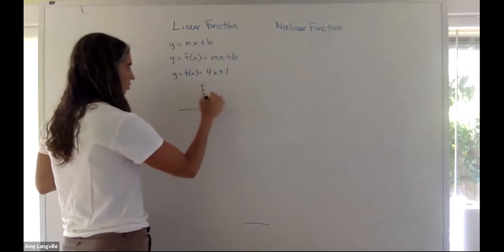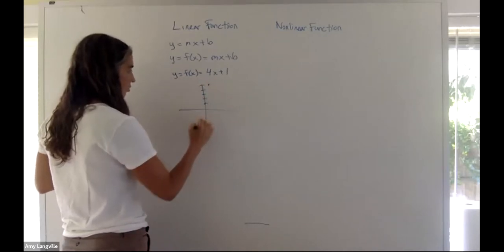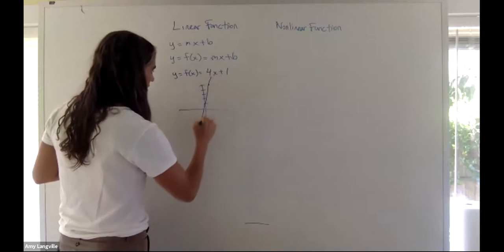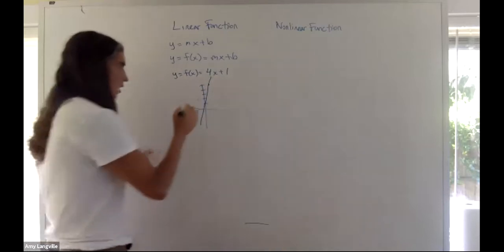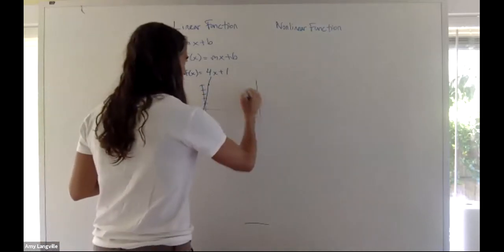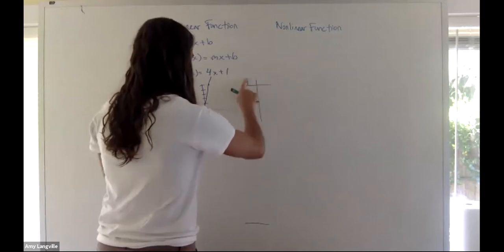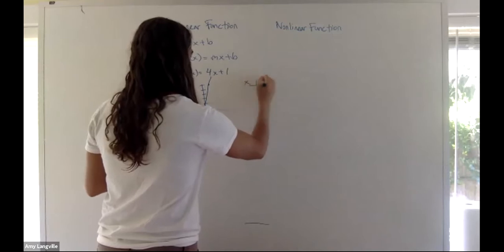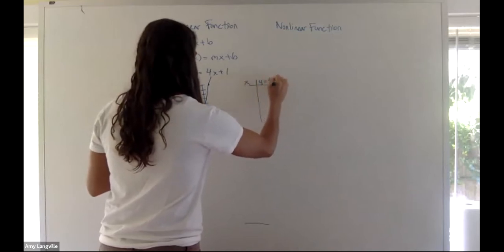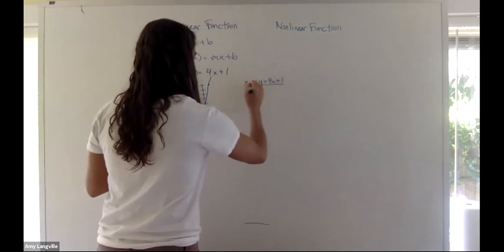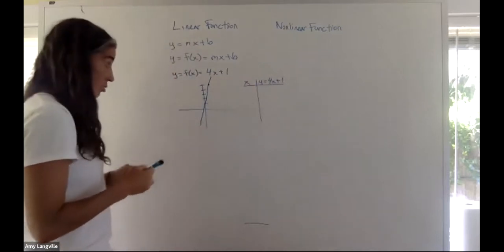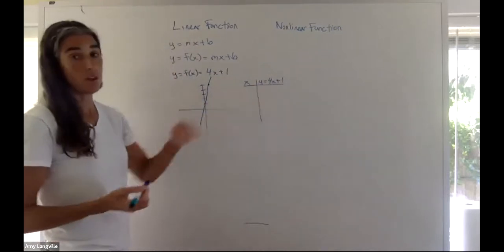1, 2, 3, 4 over 1, these 2 points. That's this line. You can also think about functions in a tabular form. I'm sure you've seen this before. X and then y is 4x plus 1. So again, it says that you input an x and it'll spit out a y.